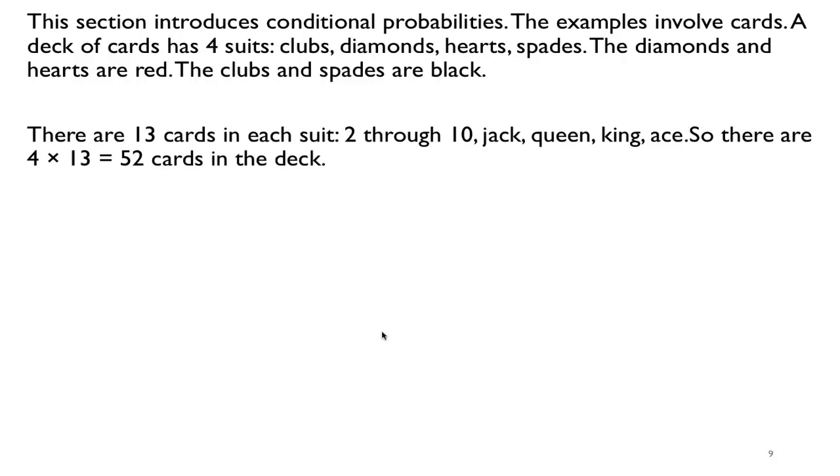And then besides the suits, there are also values on the cards. For each suit, there are 13 cards. So 2 to 10, these are numbers, and then the picture cards are Jack, Queen, and King, and then there's also an Ace. So there are a total of 4 times 13, which is 52 cards in the deck, because for every suit there are 13 cards and there are 4 suits.